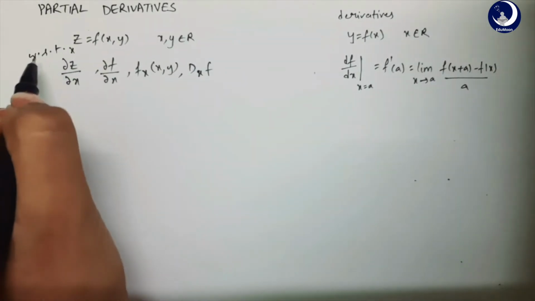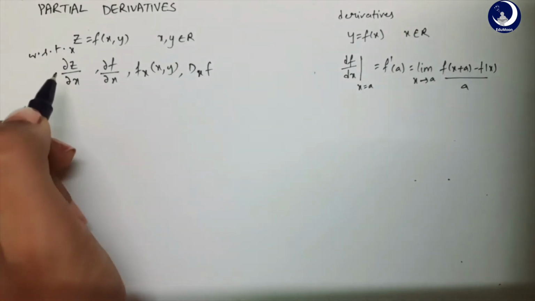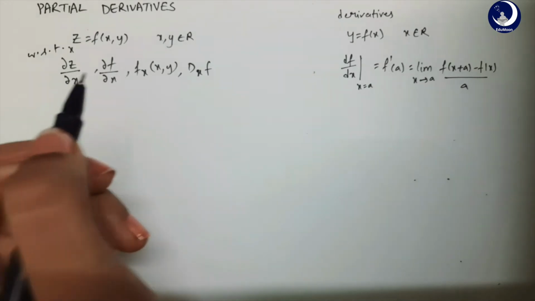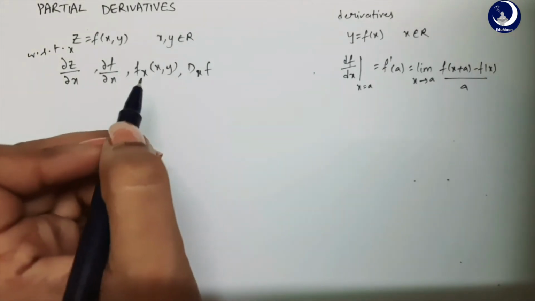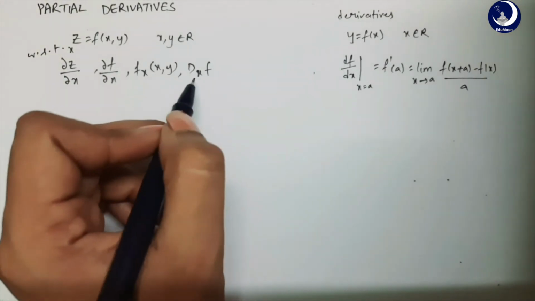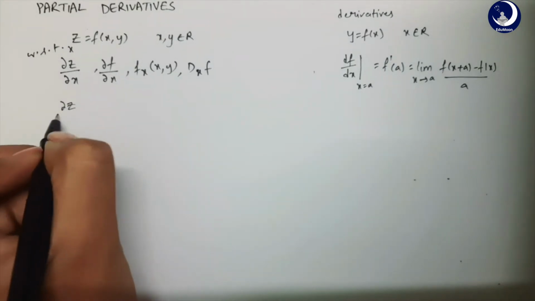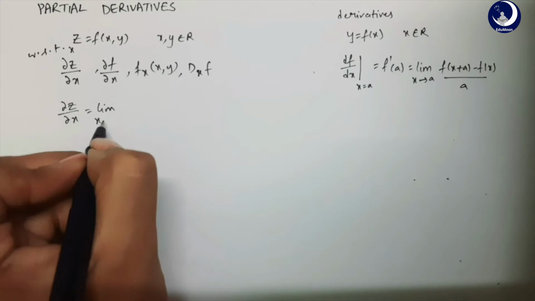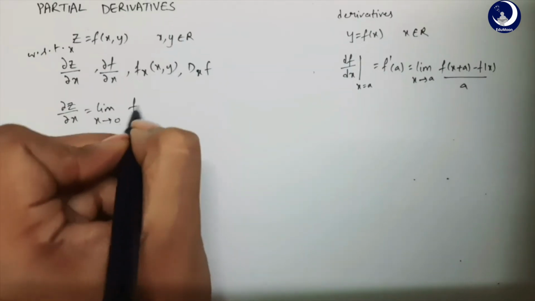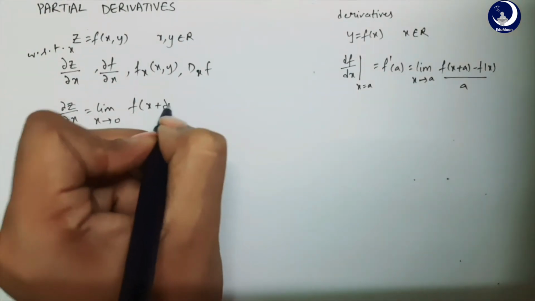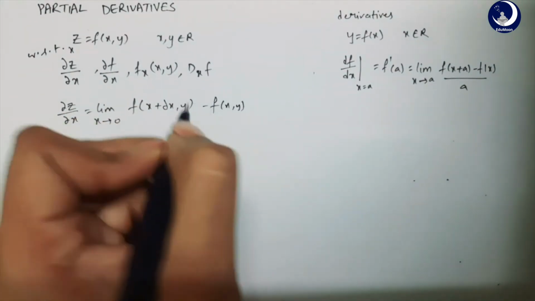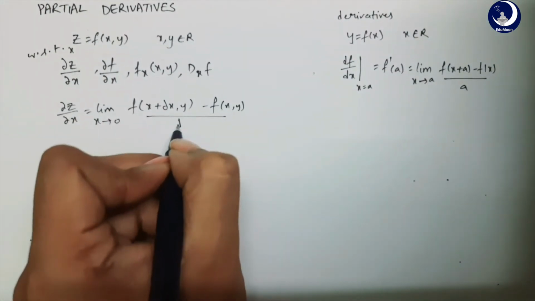Since we're differentiating it with respect to x, we can write it as dou z by dou x, or dou f by dou x, f of x, x comma y, and f subscript x. Now, dou z by dou x is also equal to limit dou x tends to 0, f of x plus dou x comma y minus f of x comma y by dou x.